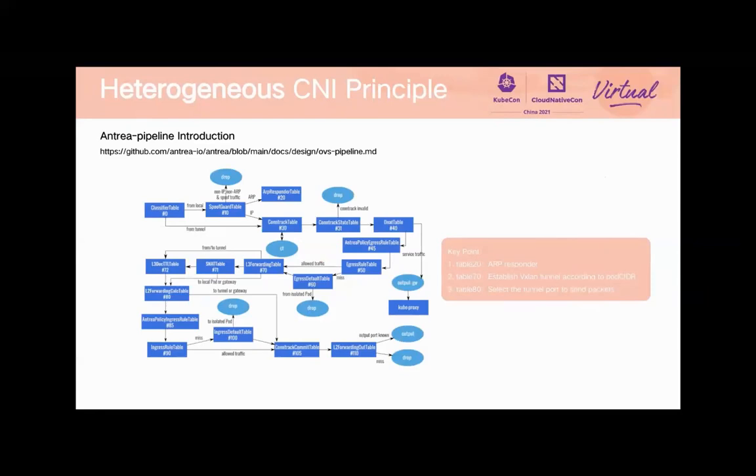One, table 20. Here, gateway ARP responder. Two, table 70. Layer 3 forwarding. Set up a tunnel for port forwarding according to the target CIDR. And we also need to set the correct VNI to ensure that it can match the Flannel VNI. Three, table 80. Layer 3 forwarding. Packets will be sent out from the VTEP port.